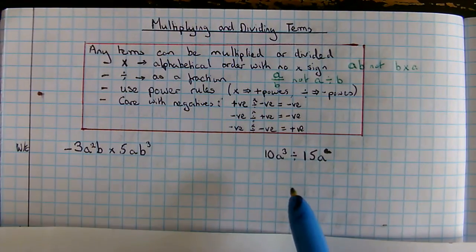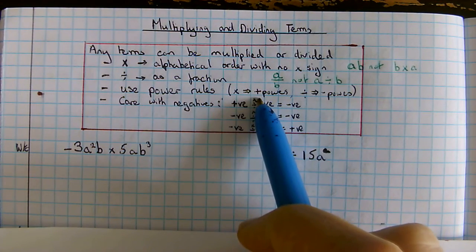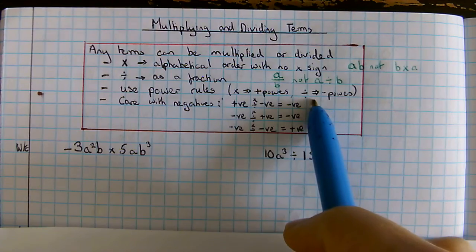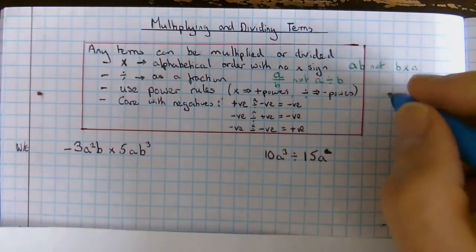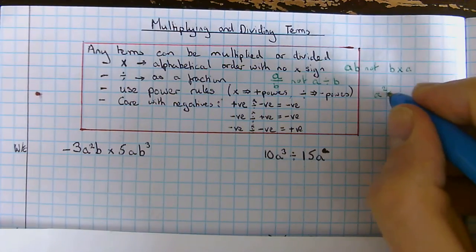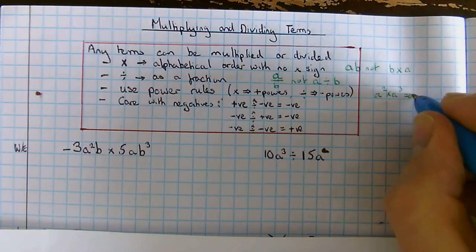We use our power rules when we're doing this, so when we multiply things we're going to need to add the powers if the bases are the same. If we divide, we're going to need to subtract powers. So if you had, for example, a squared times a cubed, you would write it as adding the powers gives you a to the power of 5.